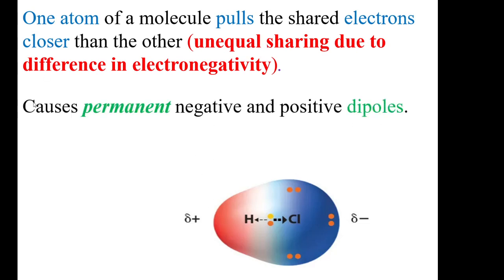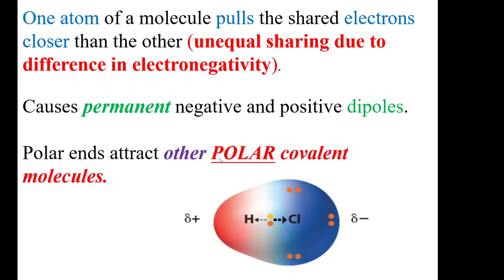So this causes permanent negative and positive areas of charge. In this example below, we've got chlorine. It is pulling more on those electrons than hydrogen can. Hydrogen's super weak. It's got just a single proton. It does not have much attraction for those electrons. So more of the electrons get pulled over to the chlorine because of that. This creates those permanent areas. You have a negative side and a positive side.